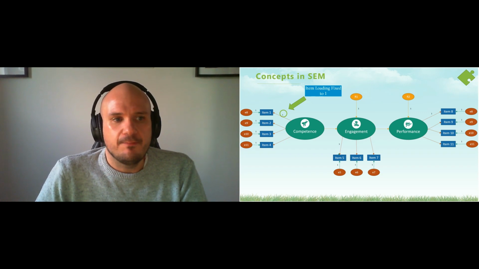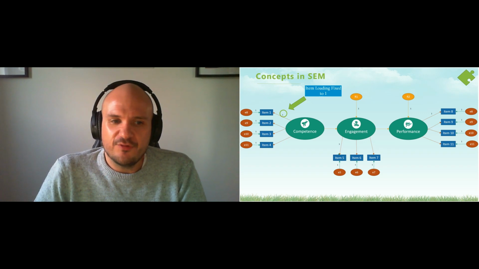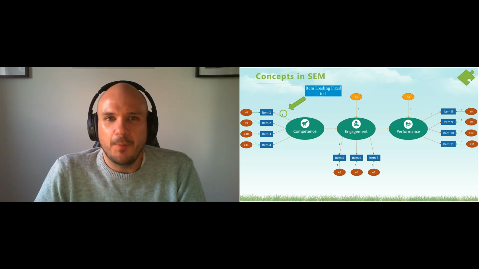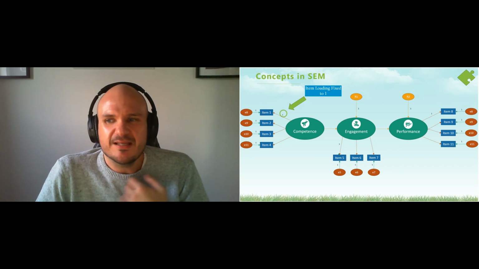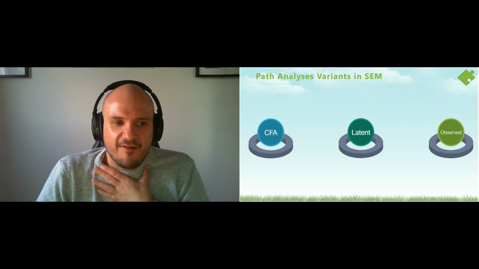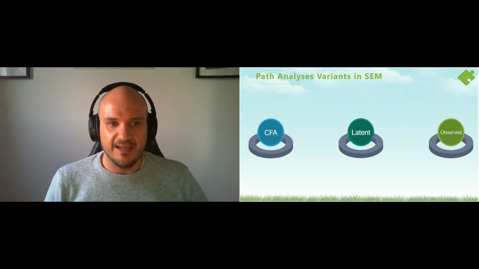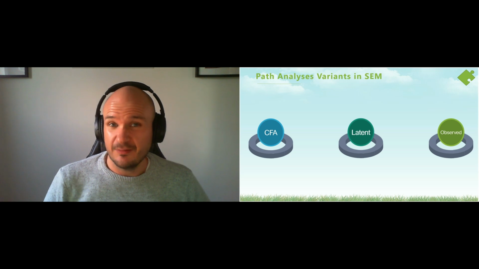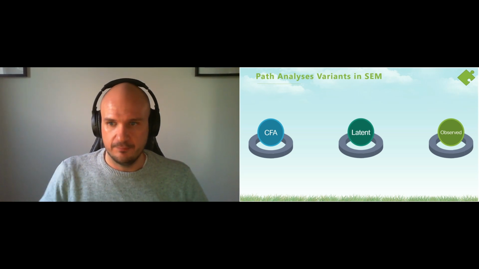Now that we have a basic idea of some of the concepts in SEM, you have different types of what you call path models. So this is a path model, but there are basically 3 types. We have the confirmatory factor analytic approach, we have what we call a latent path model, and we have an observed path model.